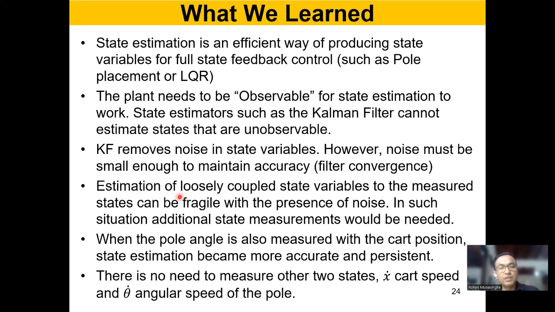And the estimation of loosely coupled state variables, this is when you try to use just one sensor to estimate the other three states. It is not very accurate. And we saw that this way, the Kalman filter is not able to actually predict the pole angle, even though theoretically you can close the loop, but you don't have the accuracy. Therefore, you need to have a sufficient number of sensor readings even for the Kalman filter to estimate states accurately.